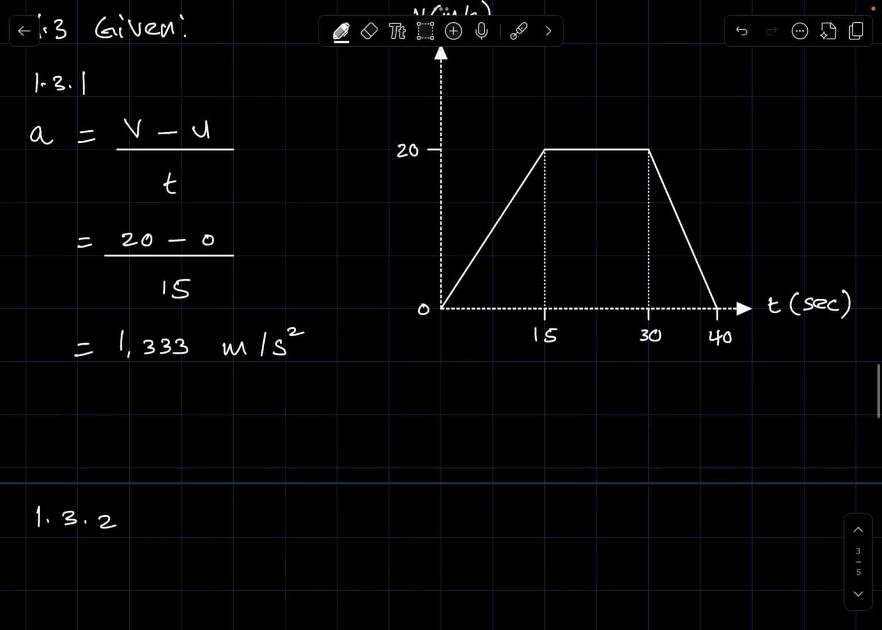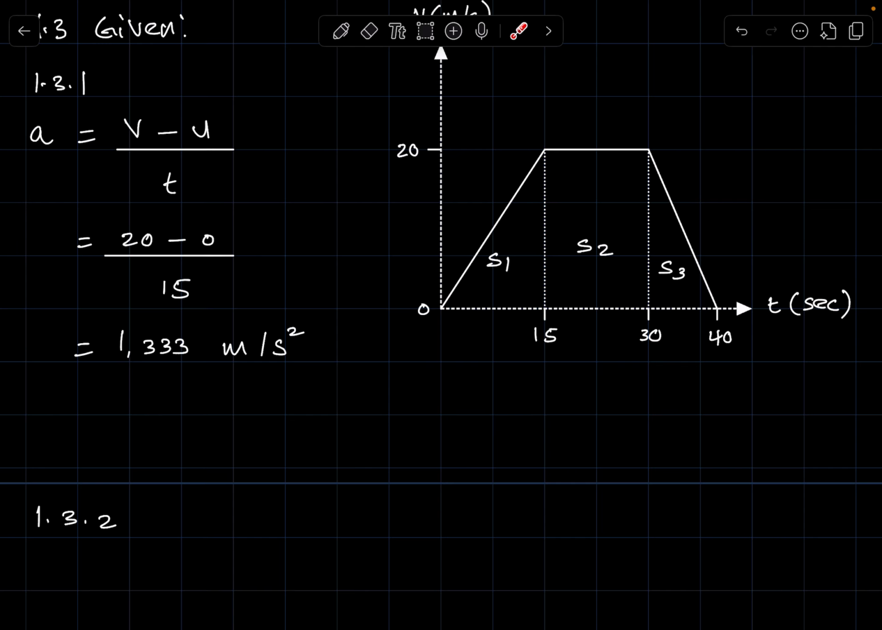If you look at our graph, it essentially has 3 sections. Call this section 1, call this section 2, call this section 3. If you section the graph into 3 parts, you get this triangle, the rectangle, and this triangle.